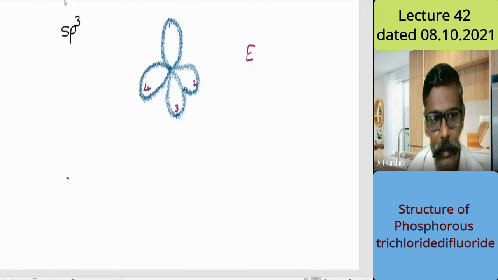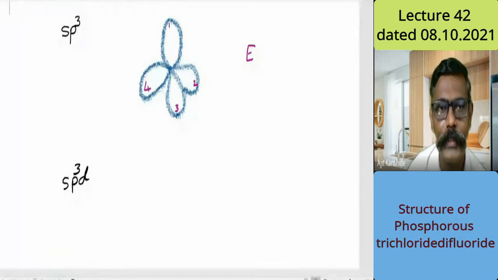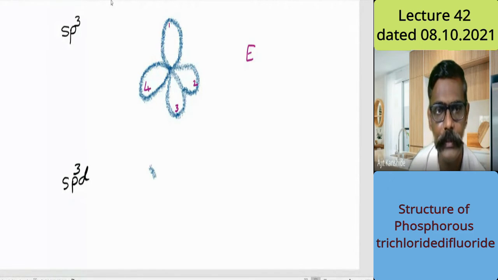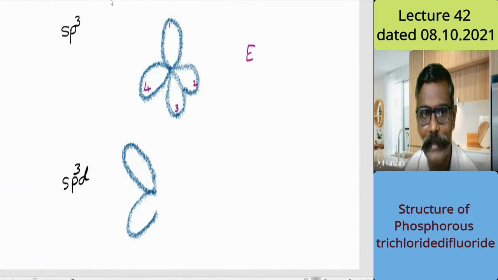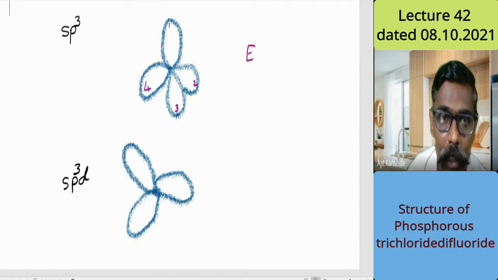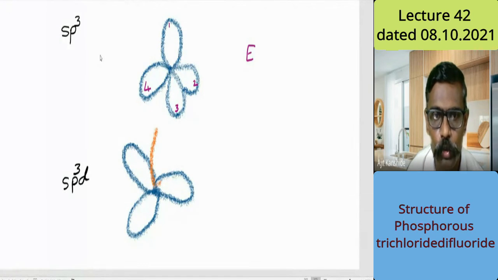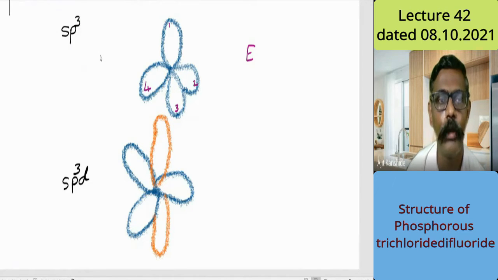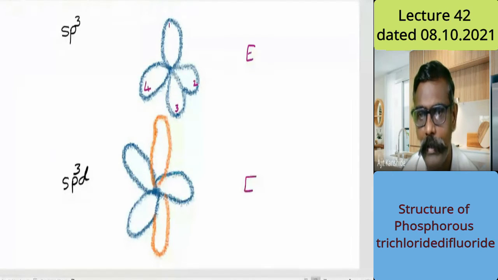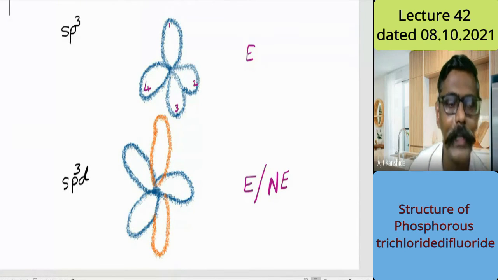If I consider sp3d hybridization, then one of the possible structures or geometries is TBP, trigonal bipyramidal. Here I am representing one lobe, here is a second lobe and a third lobe. They are in a plane, like a fan. The other two lobes I am representing in a different color. They are perpendicular to these previous lobes: one lobe above, and below that the other lobe. I want to know the answer from you: can I consider these lobes as equivalent or non-equivalent?